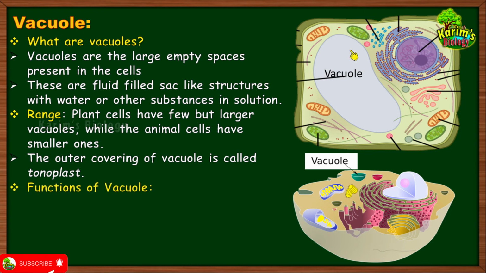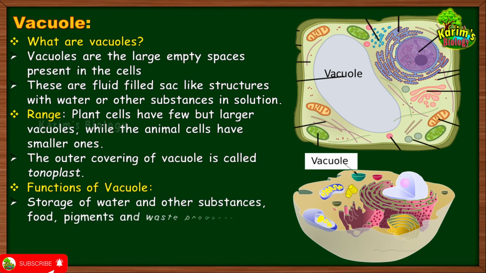Now let us come to the functions of the vacuole. The major function of the vacuole is storage of water and other substances such as food materials, pigments, and most importantly, they also store some of the waste products. That is the reason why, when the plant cell becomes old, the size of the vacuole becomes bigger and bigger, because it will be storing all the substances, especially waste materials, in the vacuole.